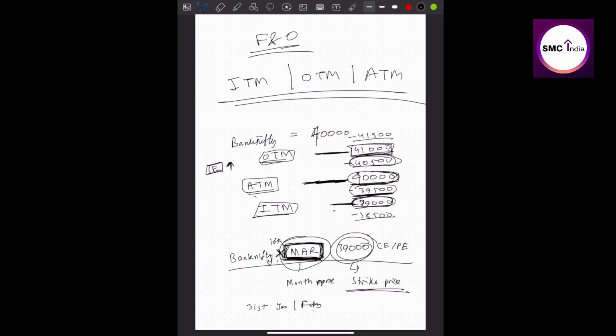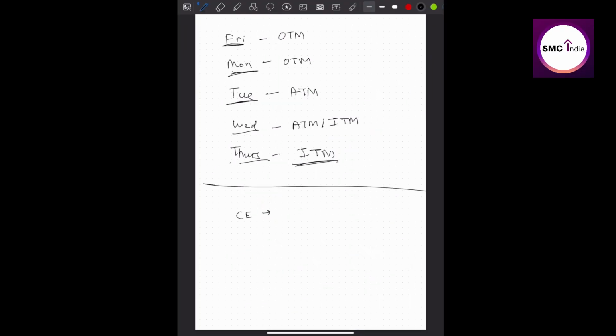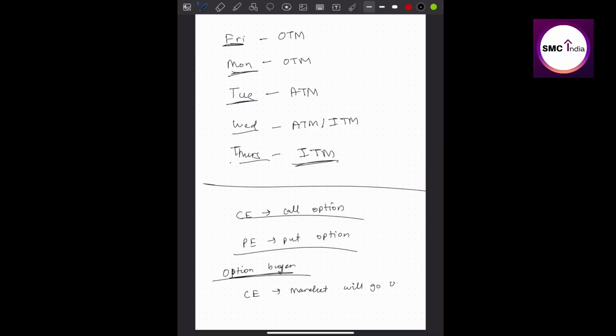Now comes CE or PE. CE stands for call option, PE stands for put option, right? When you are an option buyer, if you buy CE, it means you are betting the market will go up. As an option buyer, when you are buying PE, you are betting that the market will go down.